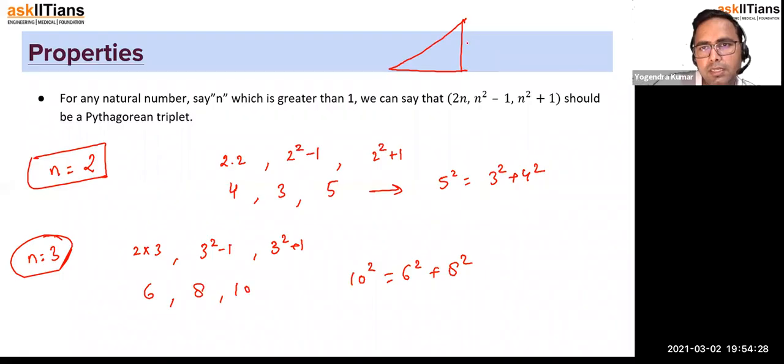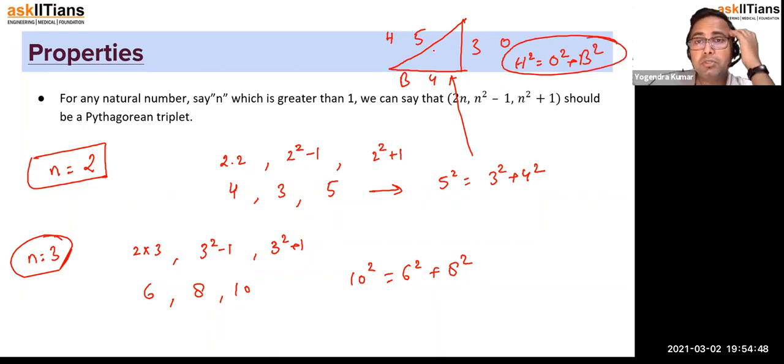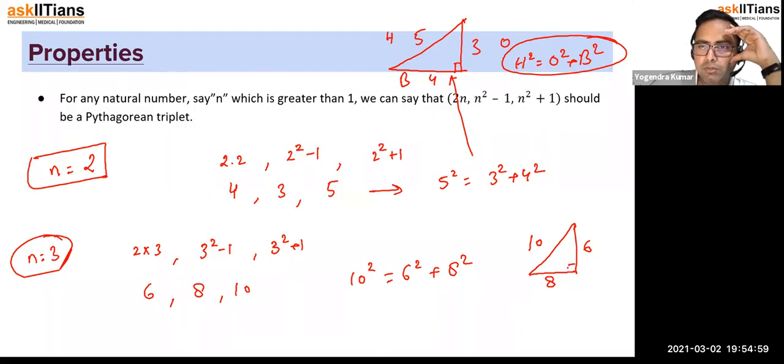If I take this side, this is 3, this is 4, this is 5, right? They satisfy Pythagoras: hypotenuse square is what? Opposite side O and base side B. So h square is equal to O square plus B square, right? This is what we say. Hypotenuse square is the sum of the squares of the other two sides, right? So that is what we are saying here. This right angle triangle is going to be like this: 6 here, 8 here, and now 10 here, right? So this is what a Pythagorean triplet is.